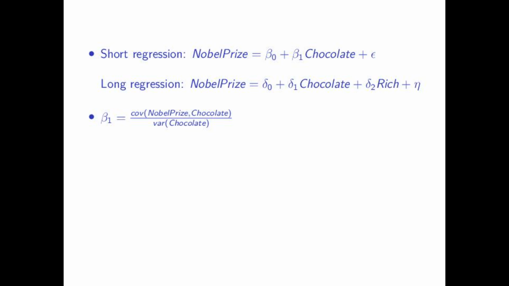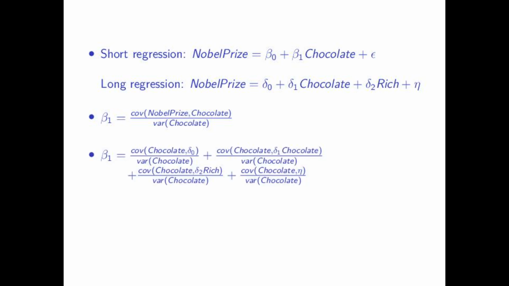You will probably remember from your stats classes the very nice formula for beta 1, which just involves scaling the covariance between Nobel Prizes and chocolate by the variance of chocolate. Now we plug in the true causal process, which is the long regression. You can obtain this formula quite easily by splitting the sums into covariances, because the covariance is linear.